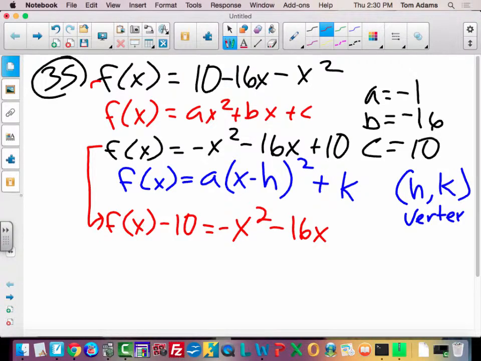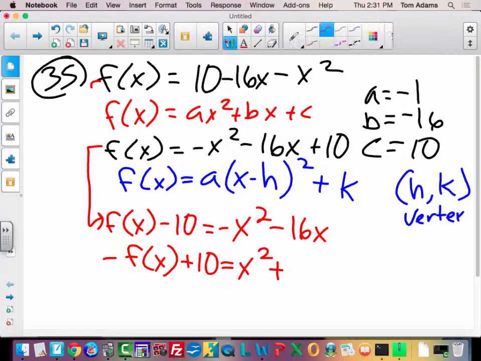At this point, what I'm going to do is multiply everything by negative 1 because I really want a positive 1 in front of the x squared when I complete the square. So if I multiply this whole thing by negative 1, this becomes negative f of x, this becomes positive 10, this becomes a positive x squared, and this becomes positive 16x.